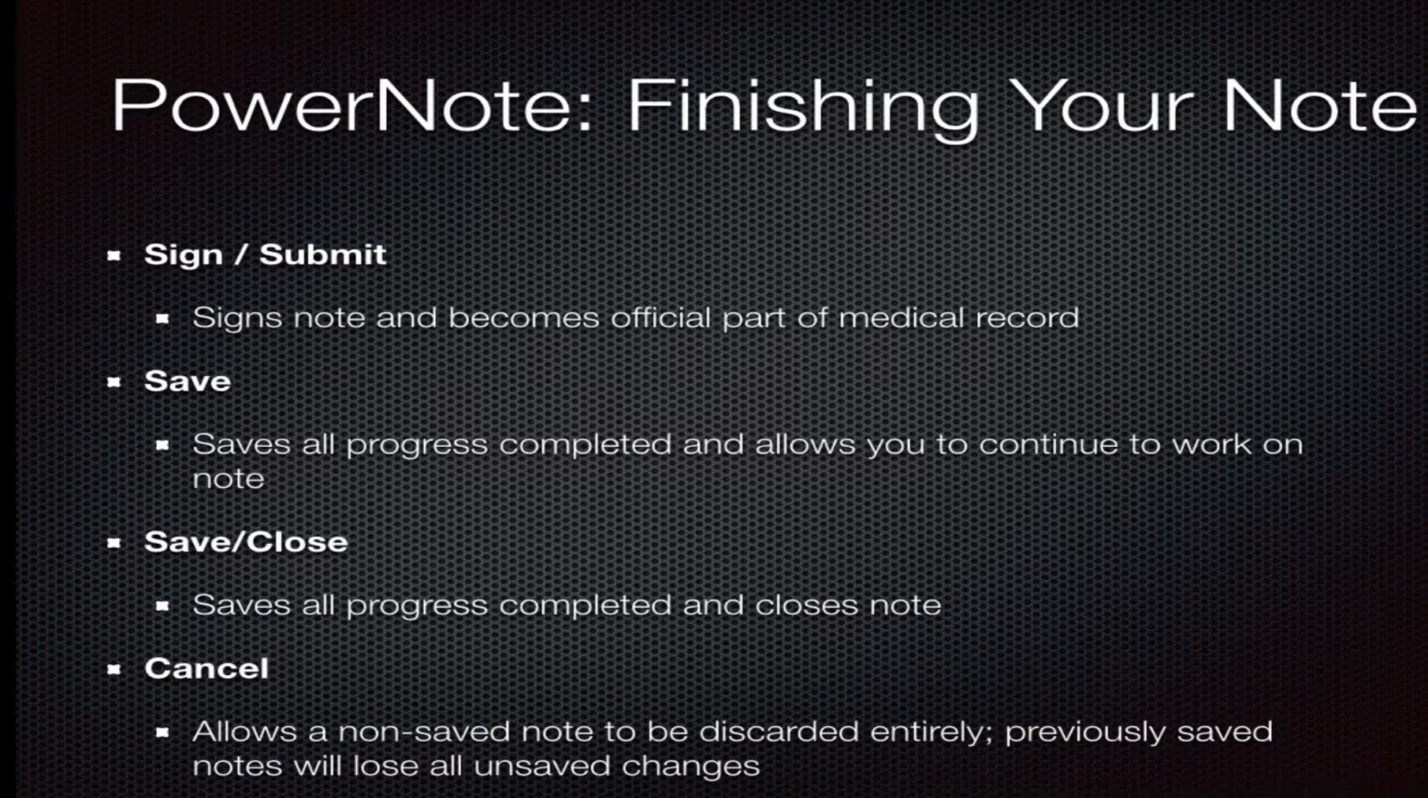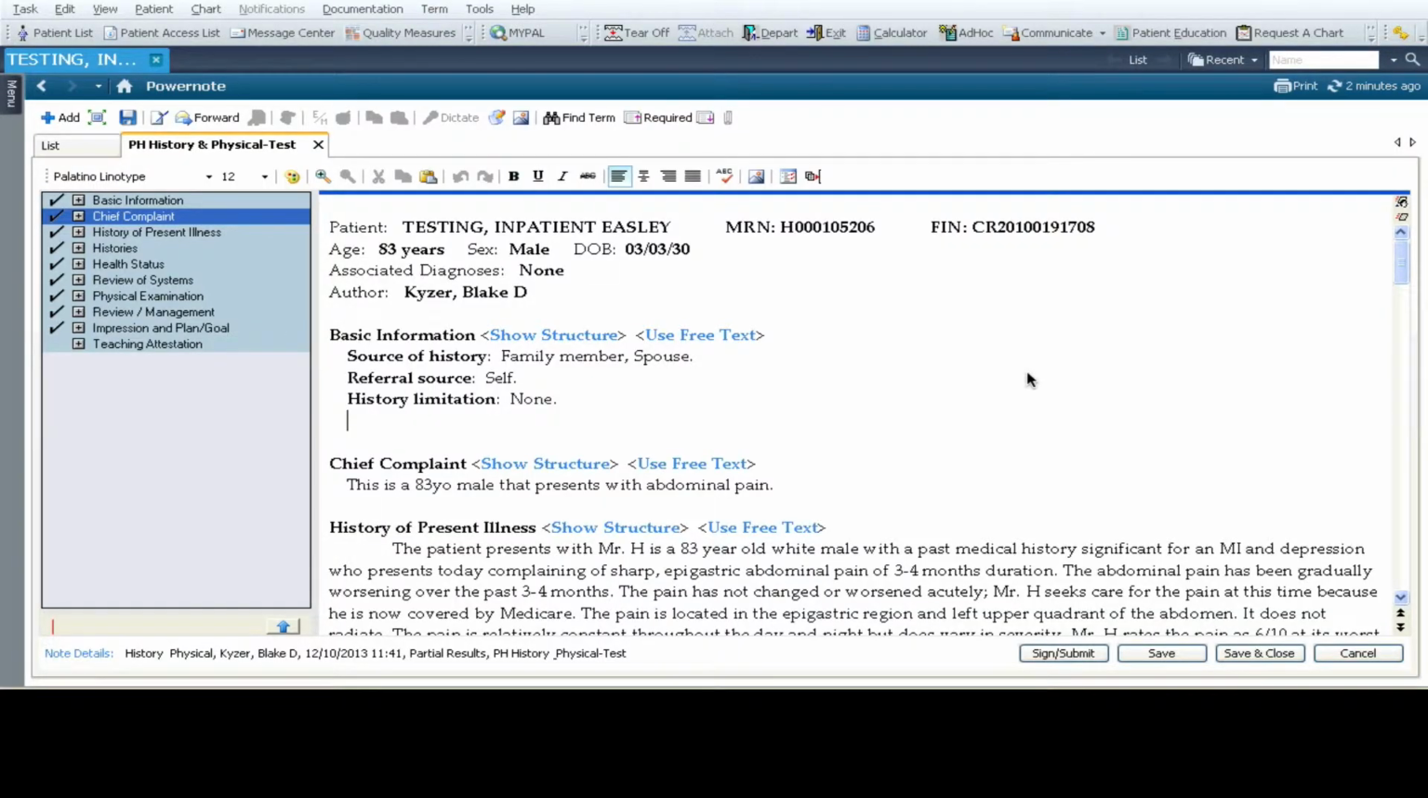And finally, Cancel allows you to discard a note that has never been saved, and previously saved notes will lose any unsaved changes from the point at which you started editing. So let's get into PowerChart and review how these buttons work, as well as how to forward notes to additional folks for co-signature.